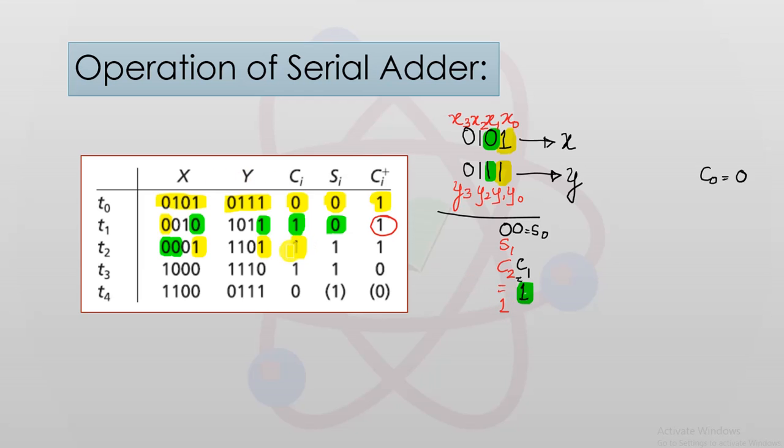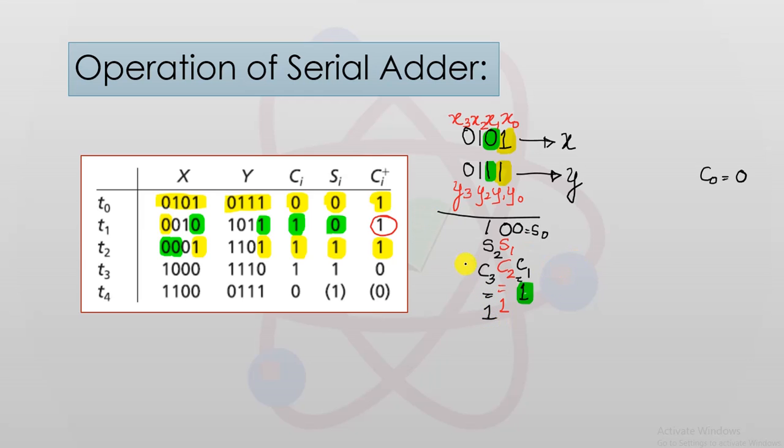So now you are going to add 1 plus 1 plus 1, which will give you a sum 1 and a carry 1. So on addition of x2 and y2, the sum will be equal to 1 and the carry, that is C3, will be equal to 1.